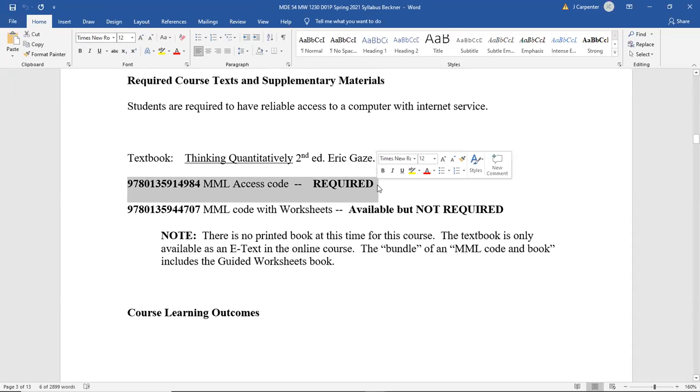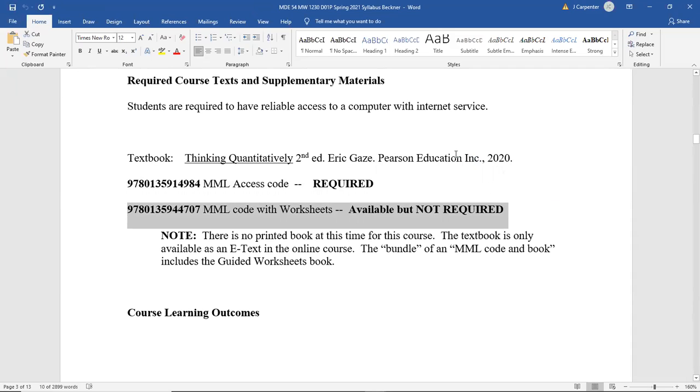It's a little cheaper. It's like 100 in the bookstore, maybe 75 online through Mymathlab. I think if you buy the one with the workbook through Mymathlab, if they'll mail it to you or something, I want to say that was like 120 or 130. Buying it through the bookstore, it's about 140. They got to have their profits. So there is no printed textbook. This is an e-text only.